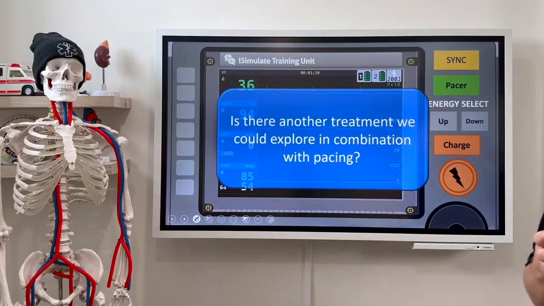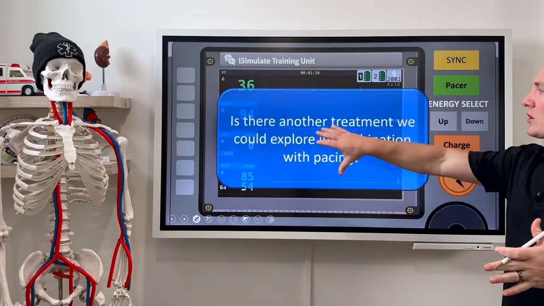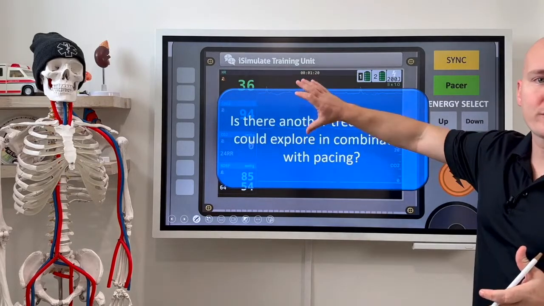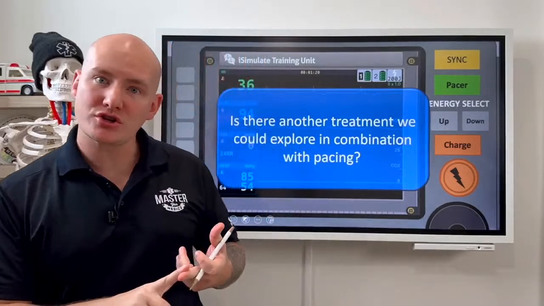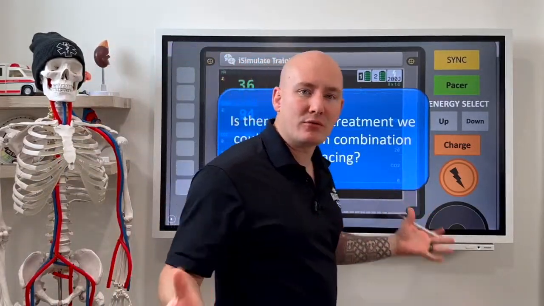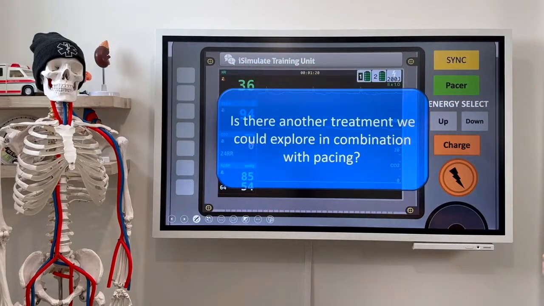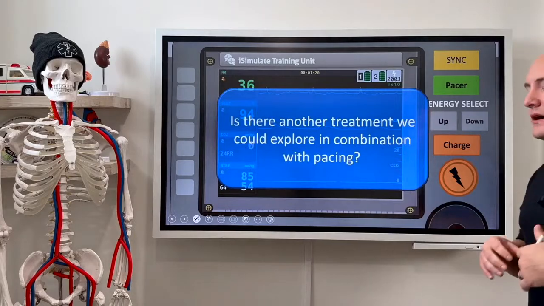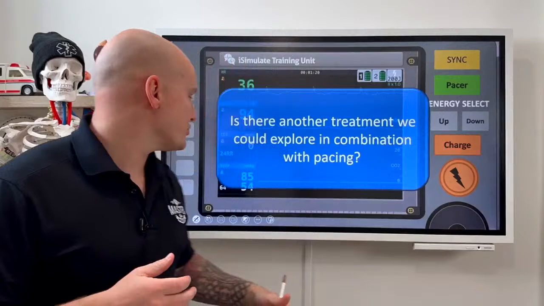And so is there anything that we can do in order to improve the result of pacing? So is there something pharmacological that we can use in order to improve the pacing and improve the perfusion? Go ahead, put that in the comments. You're exactly right, epinephrine might be a really good choice in this situation.